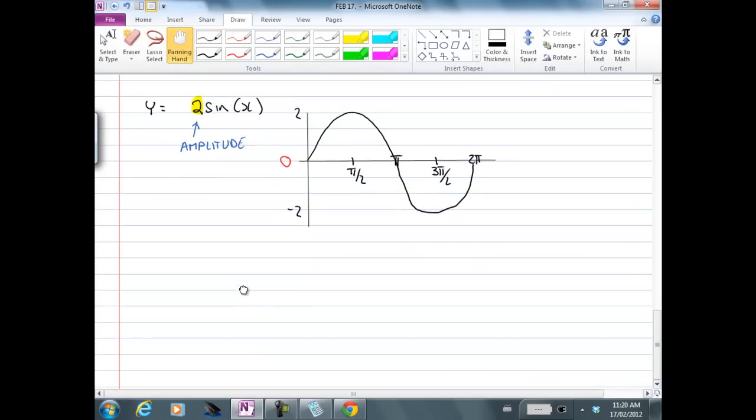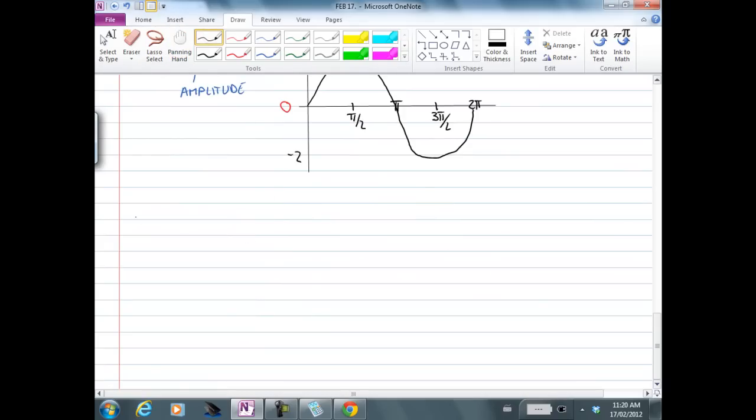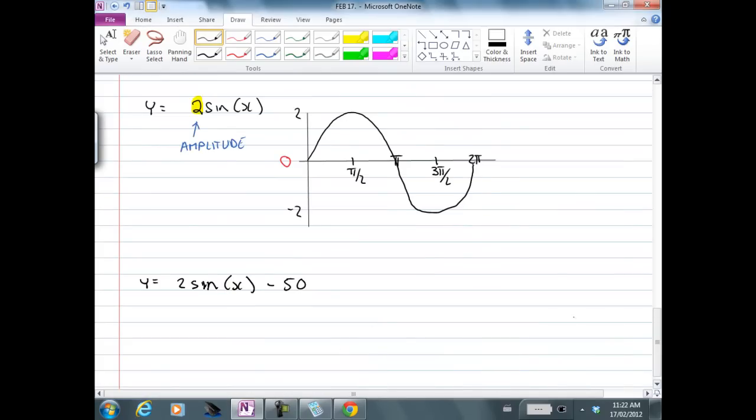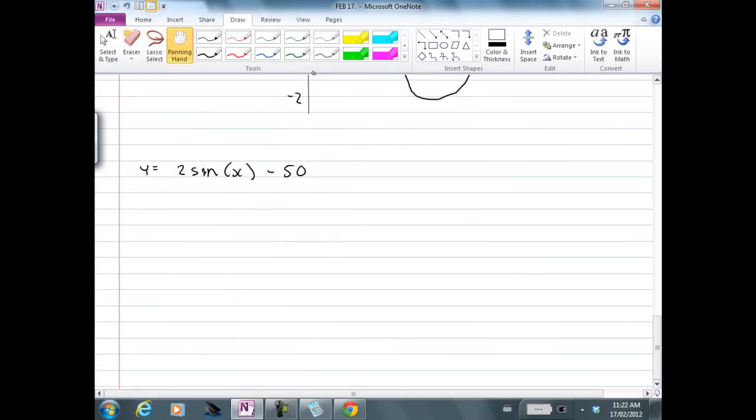I'm going to merge it together. Good luck. Y equals 2 sine x minus 50. I'm going to pause it and let you hear it. You will, but I have to teach you the codes first.